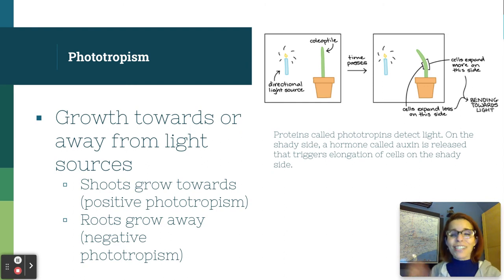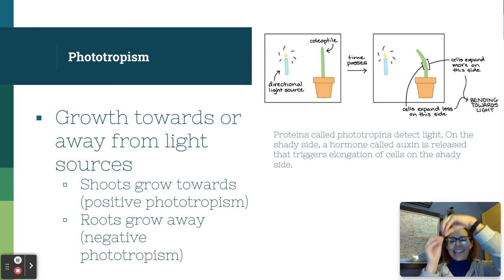So how do they do it? It's pretty cool. I like this. I think this diagram is pretty neat. I'll just read it to you. Proteins called phototropins detect light. What? That's cool. They don't have eyeballs. How do they know where the light is? On the shady side of the stem that we're looking at, a hormone called auxin is released that triggers elongation of cells on the shady side.